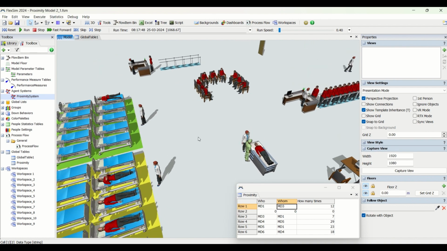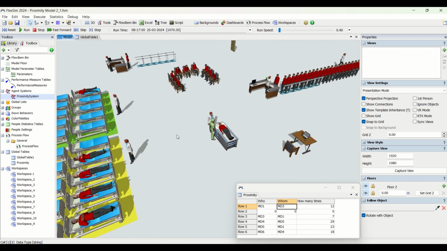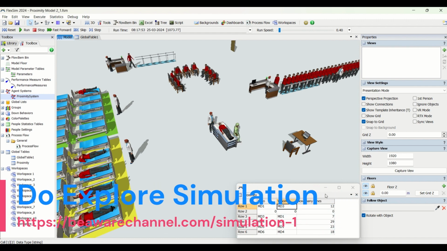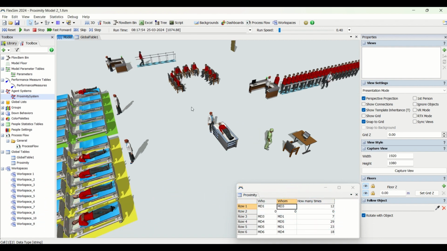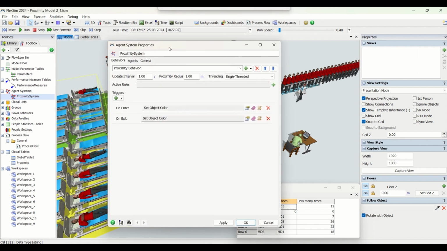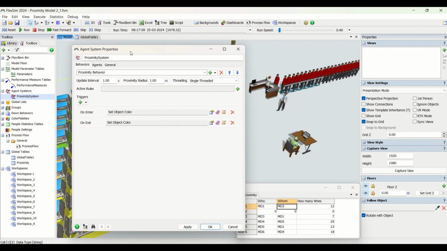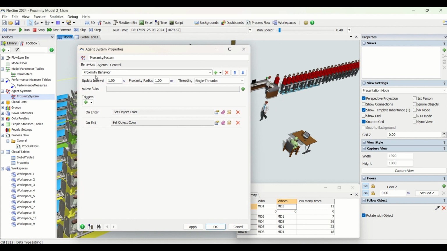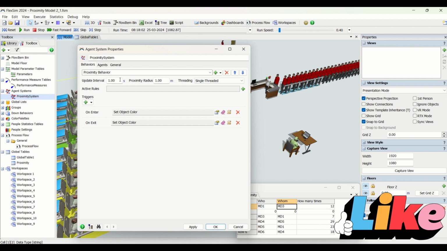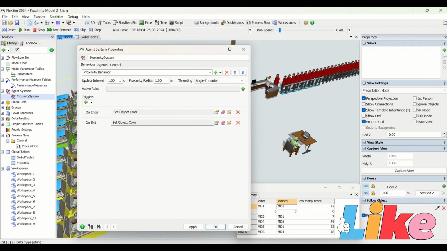So this is what I have showed you as the applications of the proximity. Then we have answered the question, by using this global table, and you looked at how this proximity works. Now let us open the proximity system properties window, and let us go through this step by step. Initially, I have kept everything default. We have a proximity behavior. This is the update interval. You can take it as a refresh rate. What is the refresh rate at which my proximity system is analyzing?